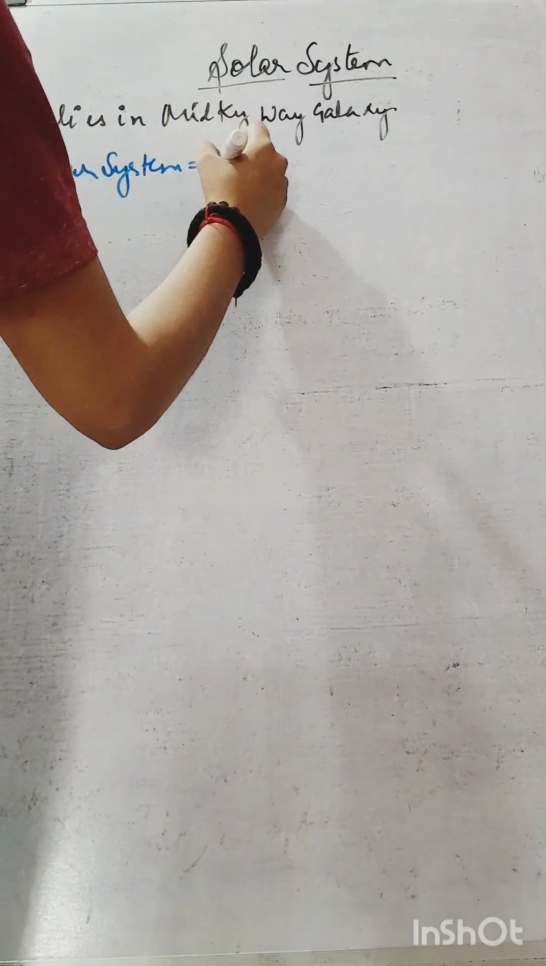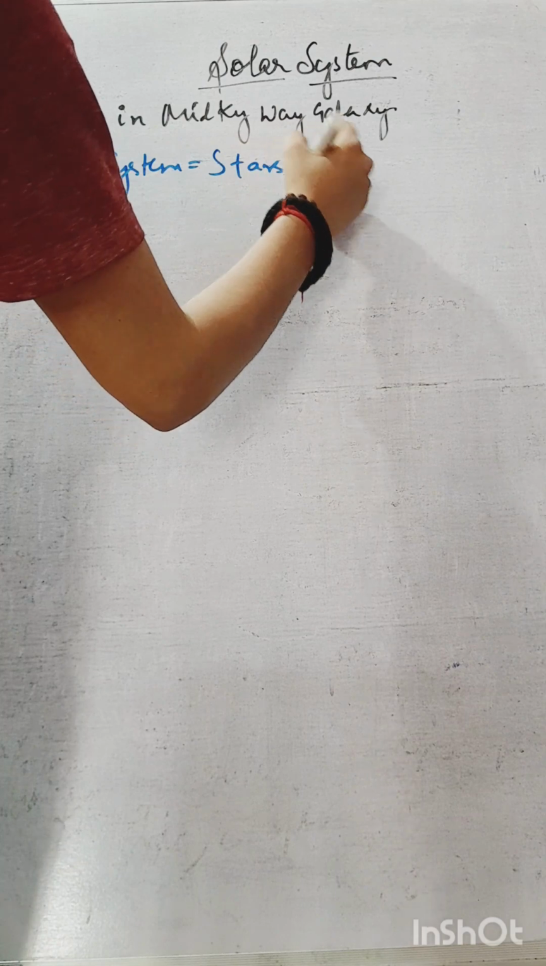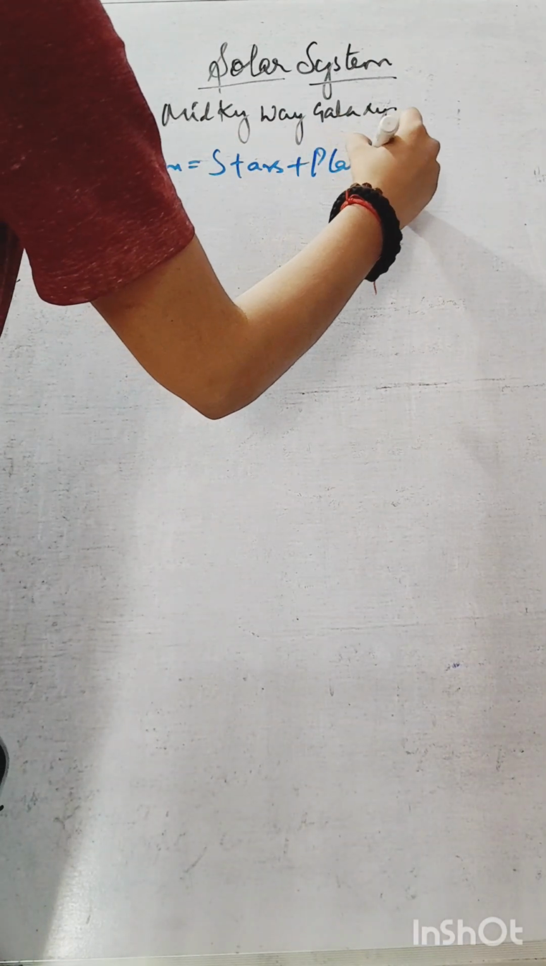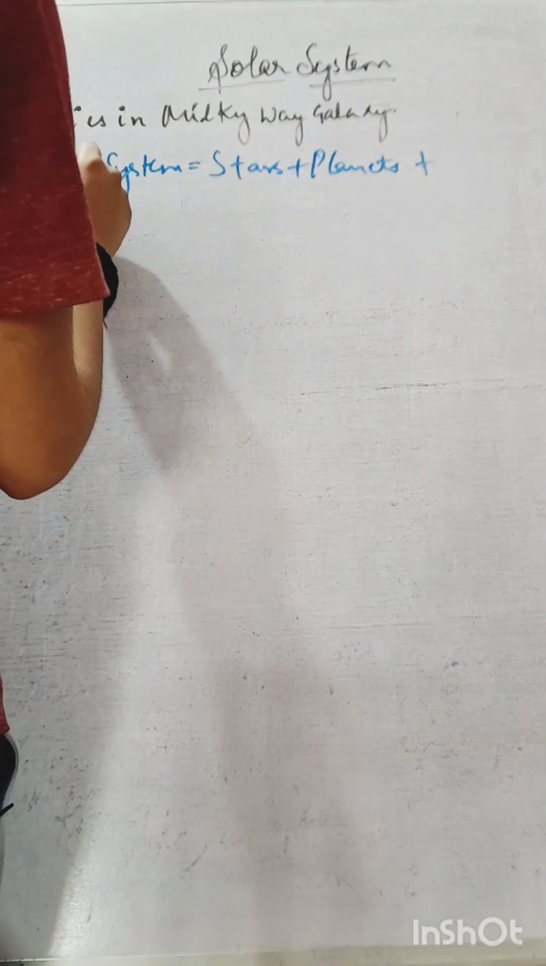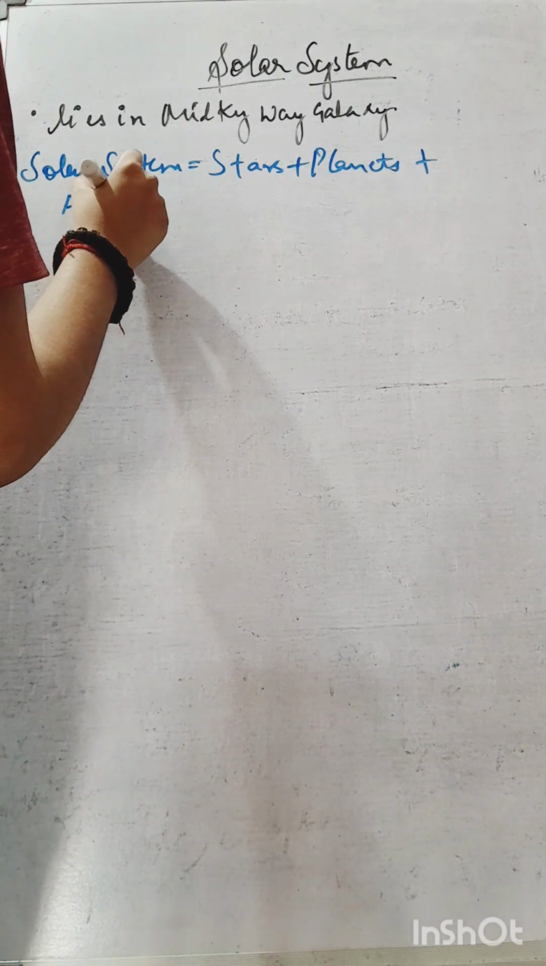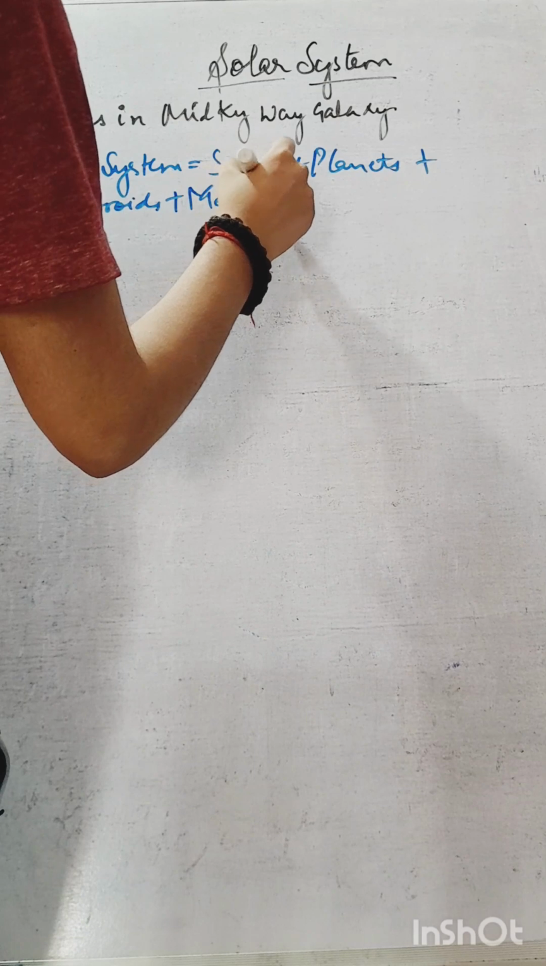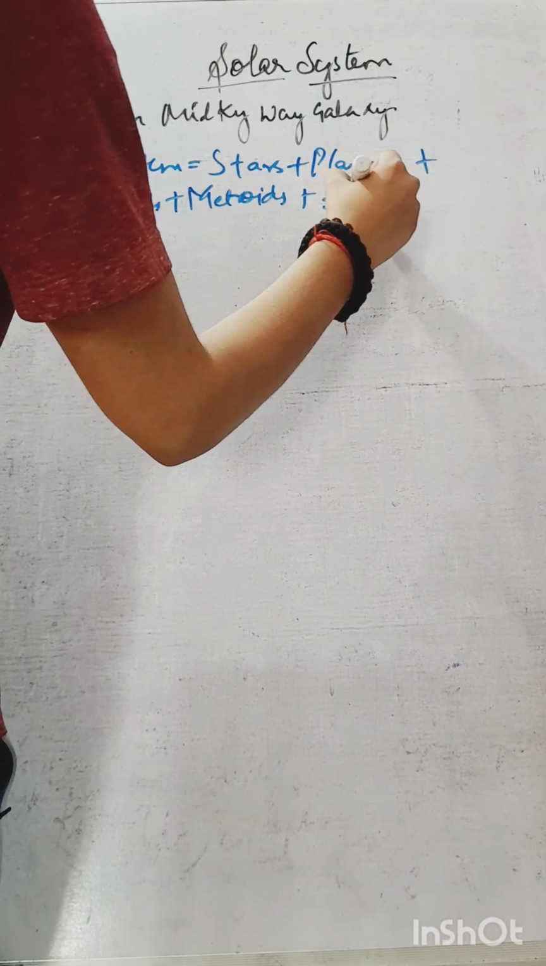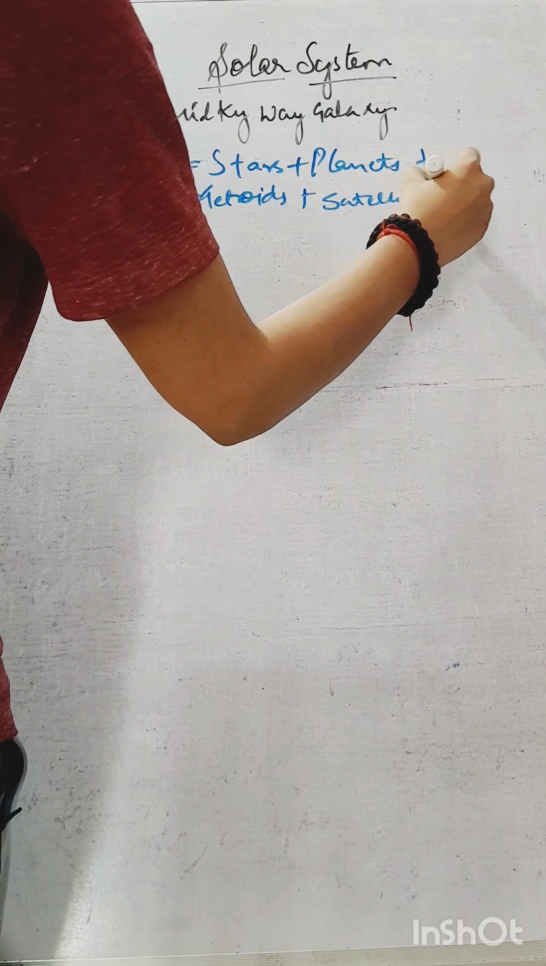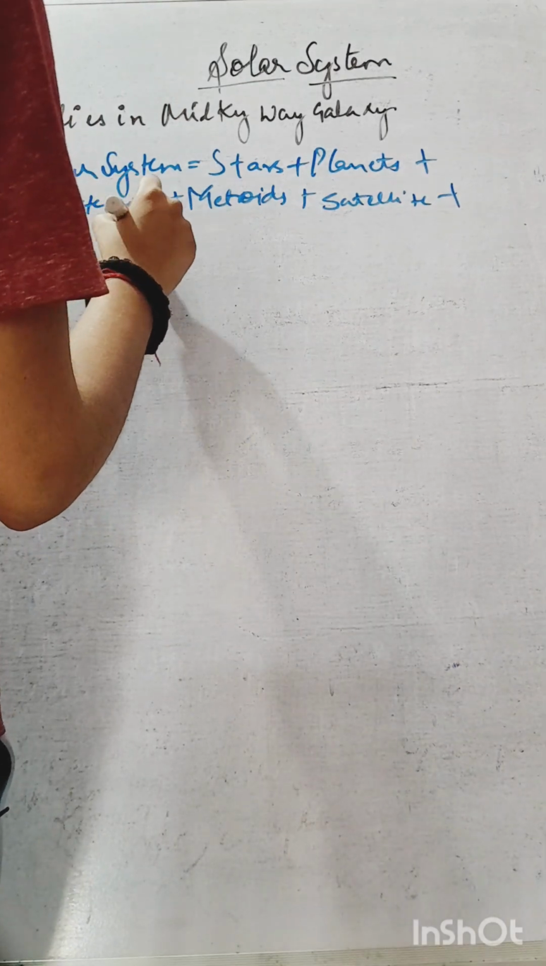It will have stars. It will have planets. It will have asteroids, meteoroids, satellites, and dwarf planets.